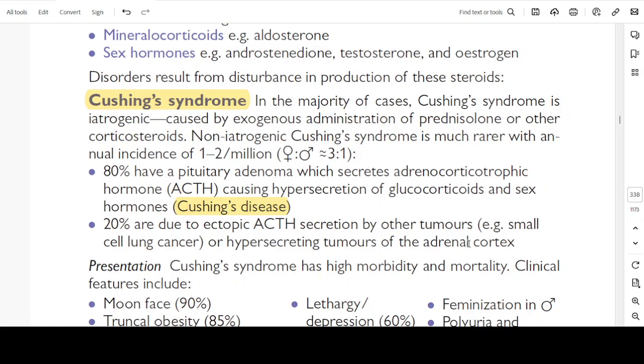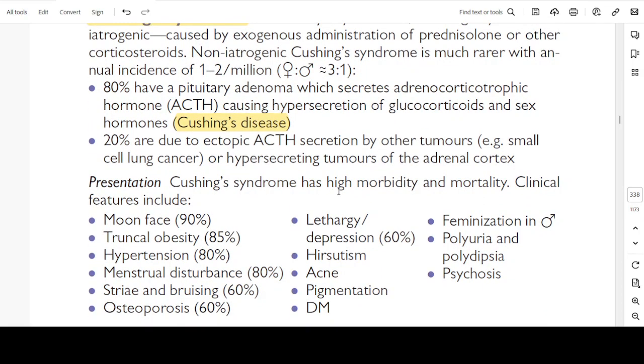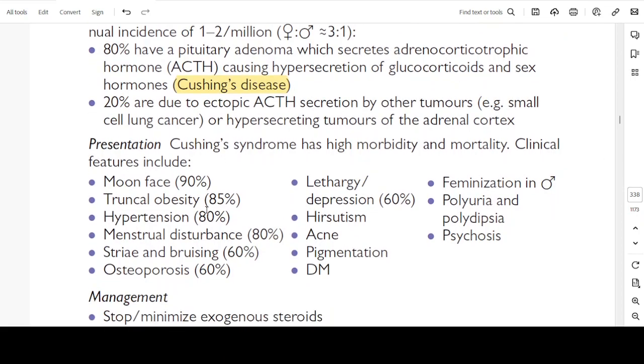Presentation. Cushing syndrome has high morbidity and mortality. Clinical features include moon face, truncal obesity, hypertension, menstrual disturbances, striations and bruising, osteoporosis, lethargy, depression, hirsutism, acne, pigmentation, diabetes mellitus, feminization in males, polyuria, polydipsia, and psychosis.